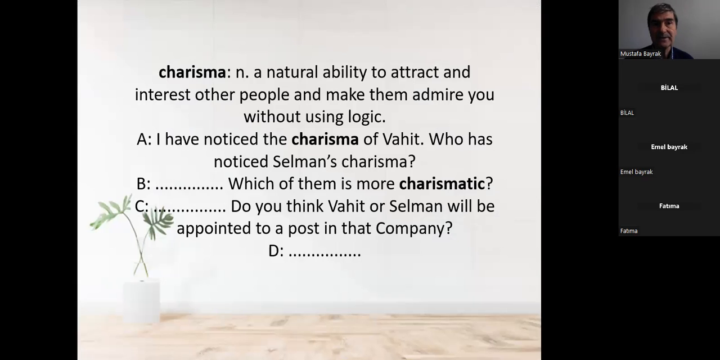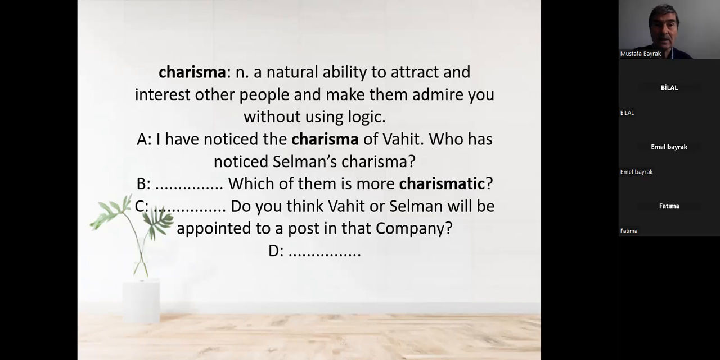Now, vocabulary building. The first word is charisma. Charisma. Charismatic, or adjective form, charismatic. What is charisma? As a noun, charisma is a natural ability to attract, okay? To attract and interest other people. So charisma interests, okay? Interests people, attracts people and makes them respect, makes them admire you without using logic.